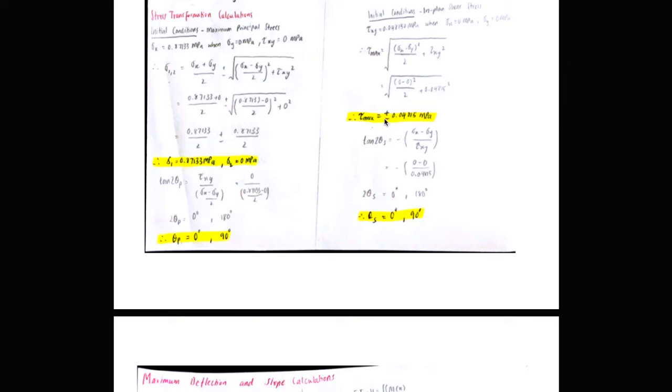To calculate the maximum in-plane shear stresses, I used the initial condition of the maximum shear stress in the x and y plane, which was calculated to be 0.04815 megapascals, bending stress in the y plane and bending stress in the x plane to be 0. Hence, the maximum in-plane shear stresses were positive and negative 0.04815 megapascals. The same initial conditions were used to find the failure planes of the stresses, which came to 0 and 90 degrees.